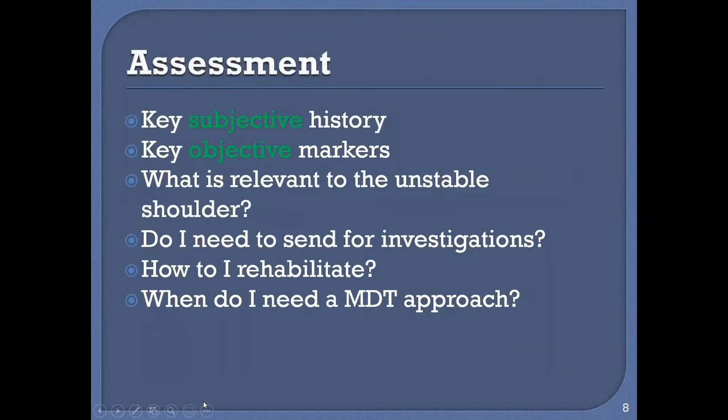So from an assessment point of view, it's thinking about the key subjective history, and this is with particular reference to shoulder instability, key objective markers that you might look at, and this is for both assessment of the traumatic shoulders and the atraumatic shoulders, and what is particularly relevant to the assessment of the unstable shoulder girdle. Thinking about, do you need to send for any investigations? How do you rehabilitate once you've fully assessed the patient? And then when do you need to think about an MDT approach?